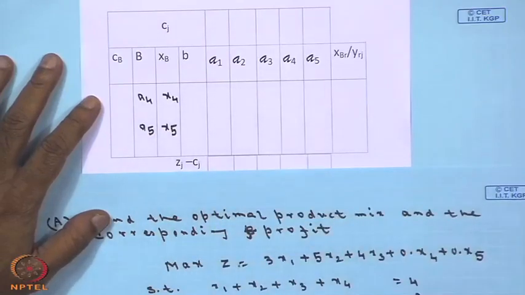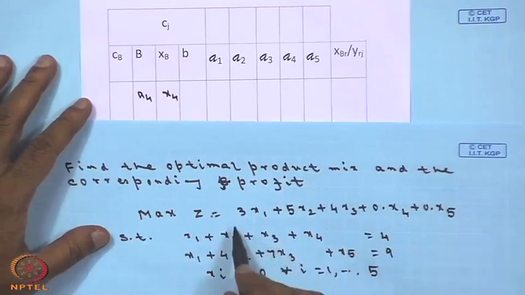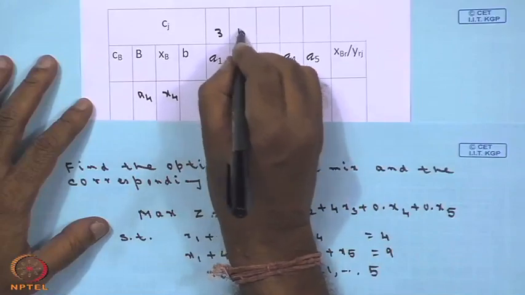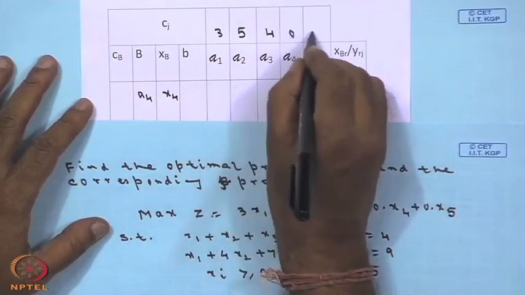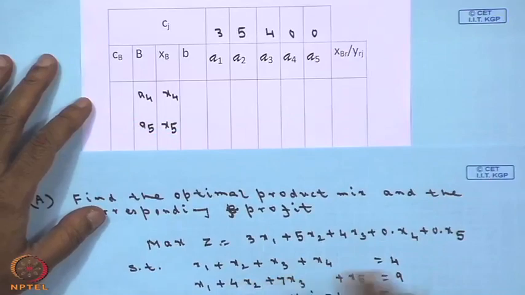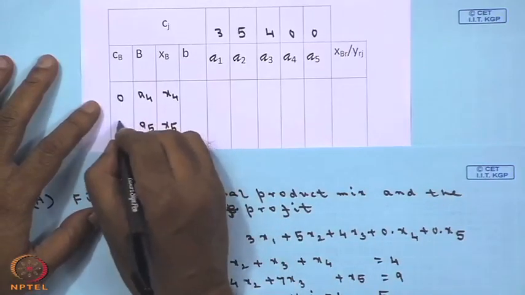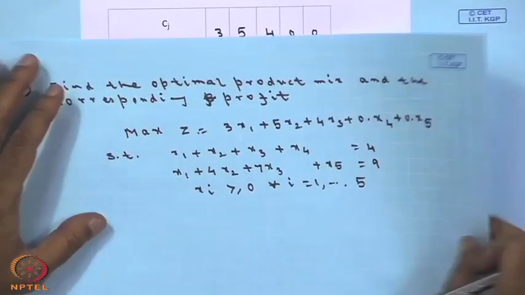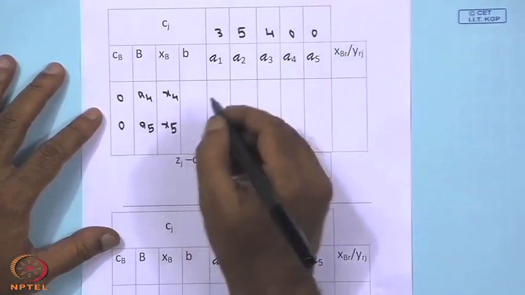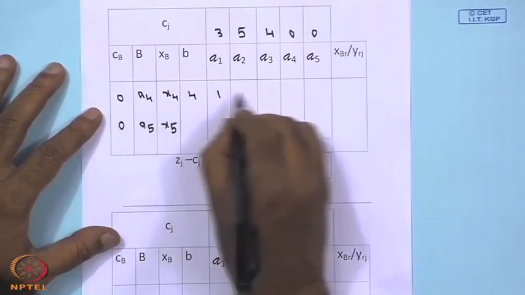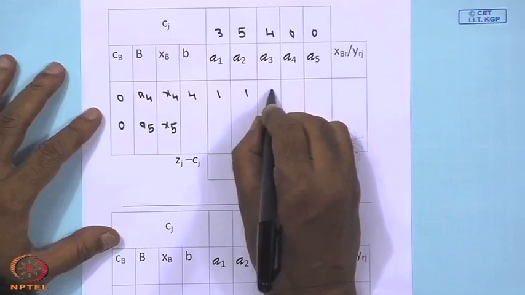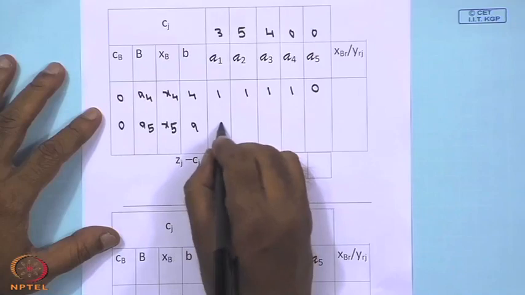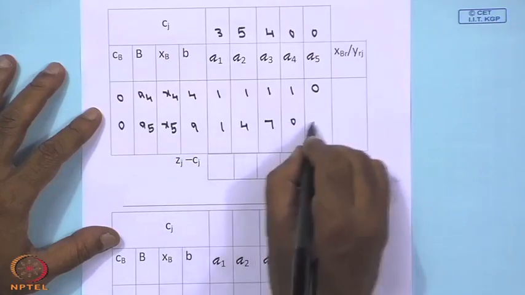Your Cj is, if you see from here, 3 5 4 0 0. So, your Cb will be 0 0. Now, you write the rows of this as usual, that is as you have done it in the earlier cases. So, it will be 4 1 1 1 1 0. Next one is 9 1 4 7 0 1.